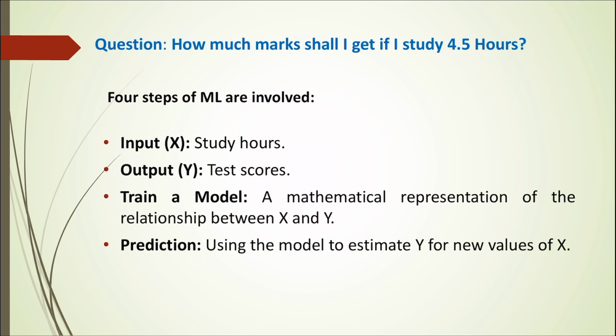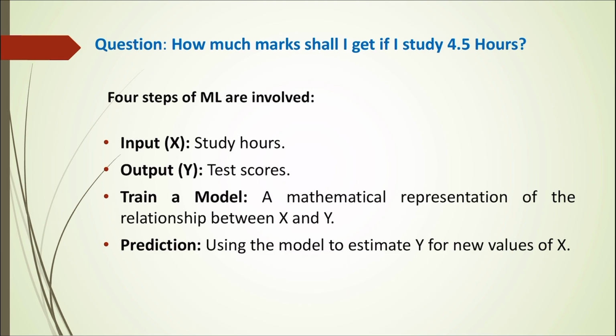Machine learning here involves 4 steps. Input, which is the study hours represented by the variable x. Output, that is test scores represented by the variable y. Using this data, we will be training a model. What is the meaning of training a model on this data? The simple meaning is to find the relation between the variables y and x, that is, to find a mathematical representation of the relationship between the variables x and y.